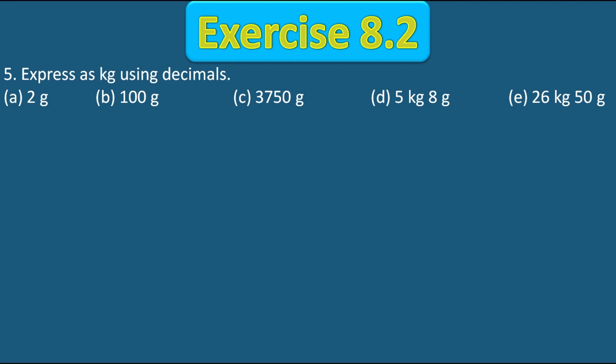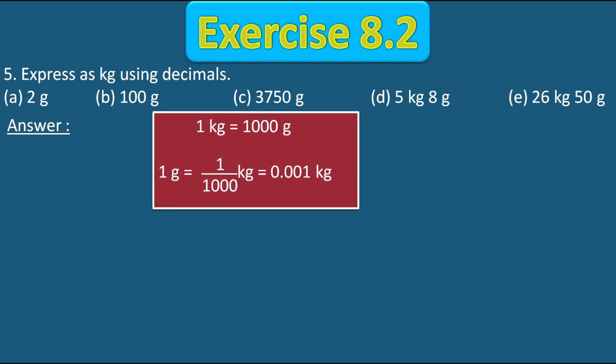Next question we have: express as kg using decimals, and they have given us in gram. We have to convert it into kilogram. For that you should know 1 kilogram is equal to 1000 gram. Therefore 1 gram is equal to 1 upon 1000 kilogram, which is equal to 0.001 kilogram. So they have given us 2 gram. So it is 2 upon 1000 kilogram, which is equal to 0.002 kilogram.